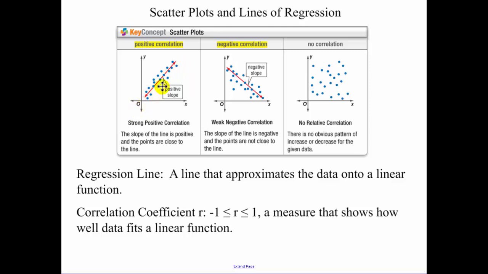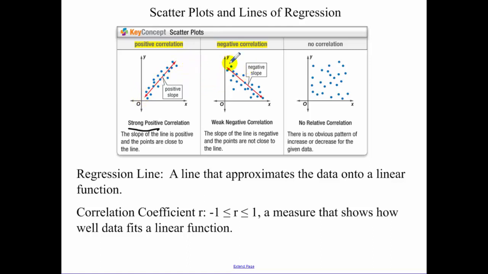And as you draw in a line, essentially connecting all those dots, it looks like it would have a positive slope. And all of those dots are fairly close to our line. So that means that it is a strong positive correlation. And the slope of the line is positive, and all of our points are very close to it.